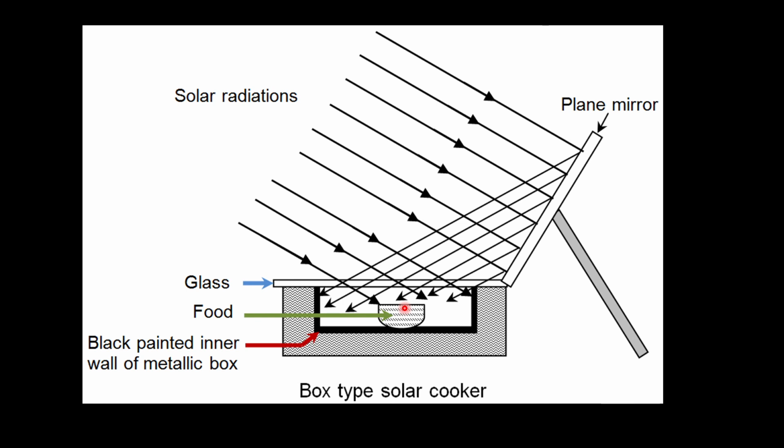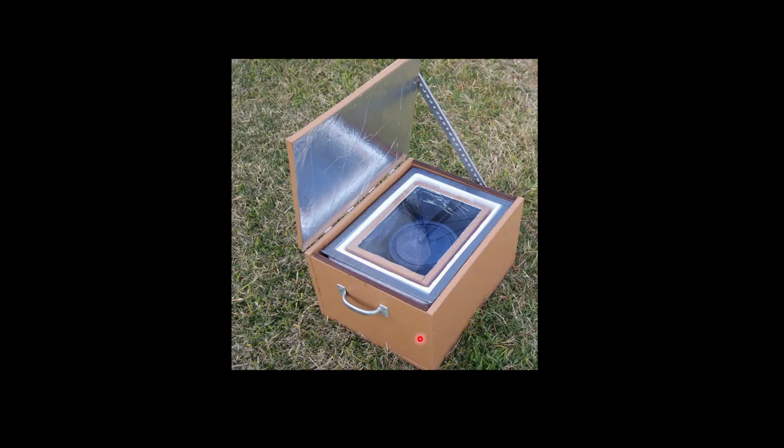This type of box type cooker is suitable for cooking time consuming food products, like cooking rice and boiling water. It cannot be used for high temperature requirements like chapati, dosa, puris. We cannot cook those using this type of box type cooker, but the time consuming food products can be cooked by this method. And this should be placed on an open surface. So this is a glass cover, and this is a reflector. This is a box, and inside that we have a vessel to cook.